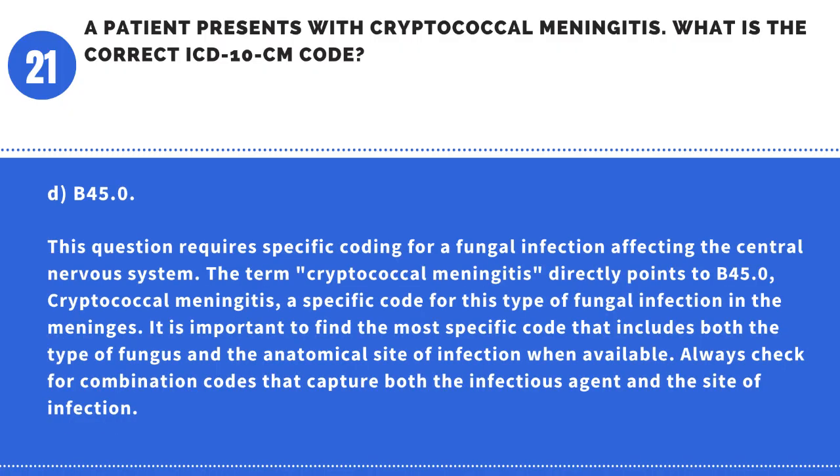B45.0. This question requires specific coding for a fungal infection affecting the central nervous system. The term cryptococcal meningitis directly points to B45.0, cryptococcal meningitis, a specific code for this type of fungal infection in the meninges. It is important to find the most specific code that includes both the type of fungus and the anatomical site of infection when available. Always check for combination codes that capture both the infectious agent and the site of infection.